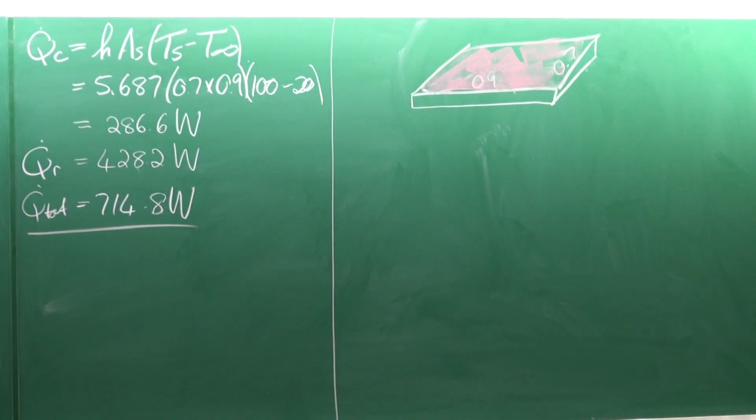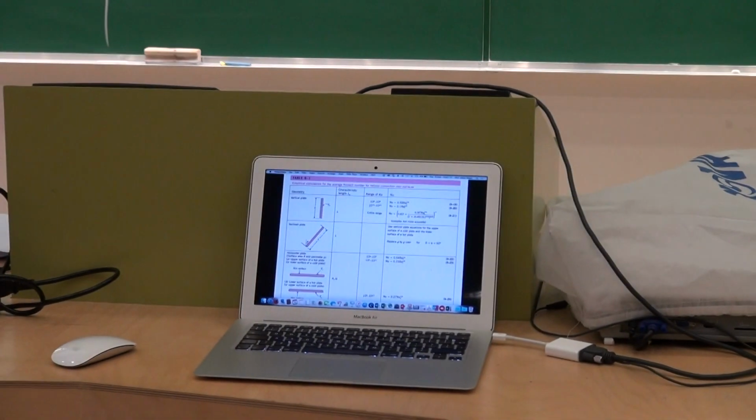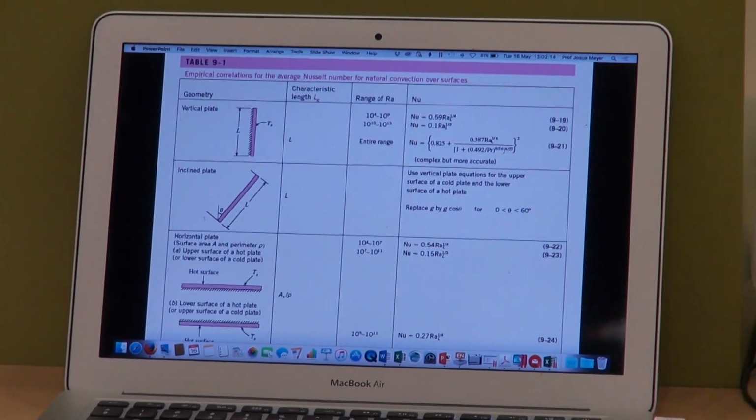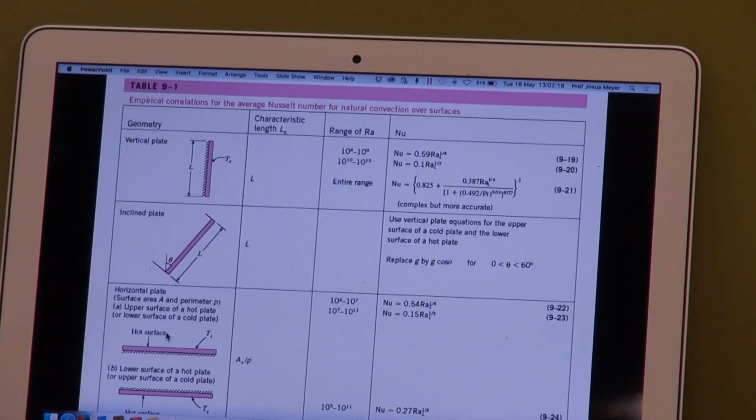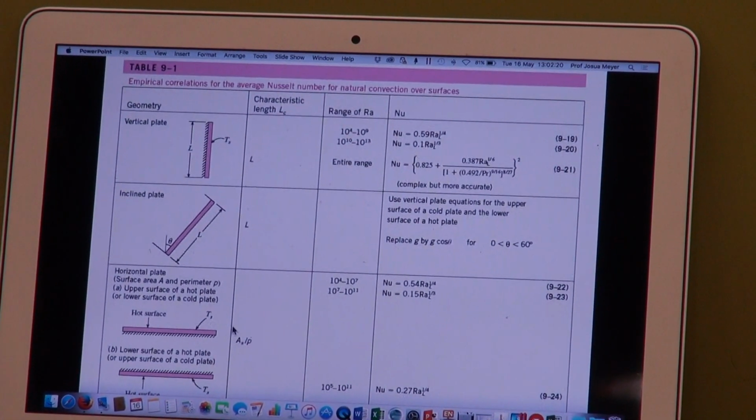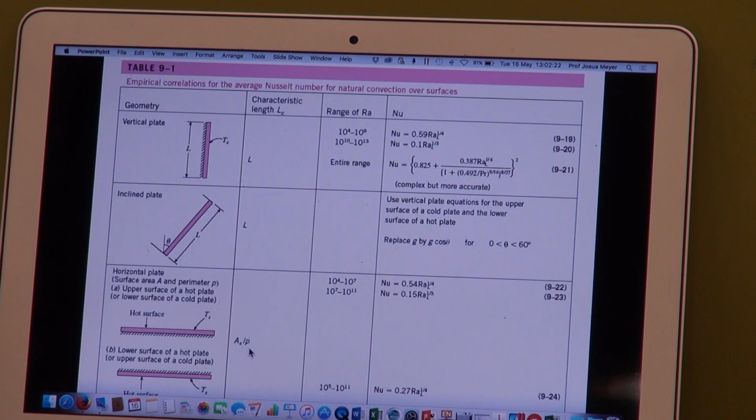We go to the textbook at table 9.1. We can see that here we've got a horizontal plate with a hot surface there. However, take note of how we should calculate the characteristic length. It is the surface area divided by the perimeter that should be used. And there are the equations to be used.